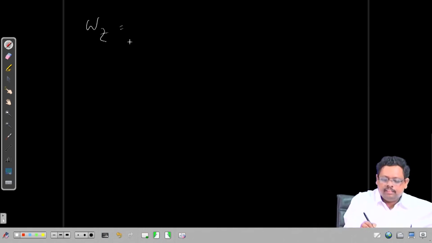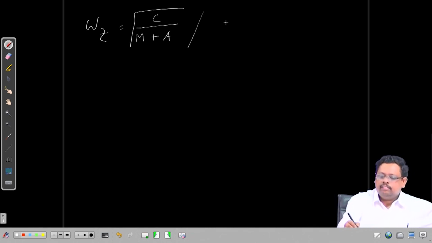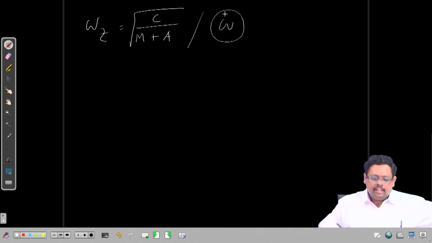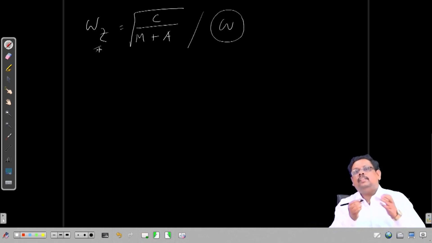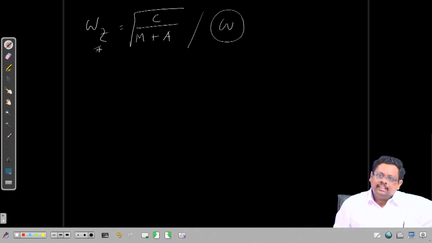So, we write that omega z is nothing but the restoring coefficient c divided by mass plus added mass, right. Now, suppose you have a frequency of encounter, that is, the frequency of oscillation of the forcing function is omega, and of course the natural frequency is omega z. If both are very close to each other, then you can expect a large response, right.